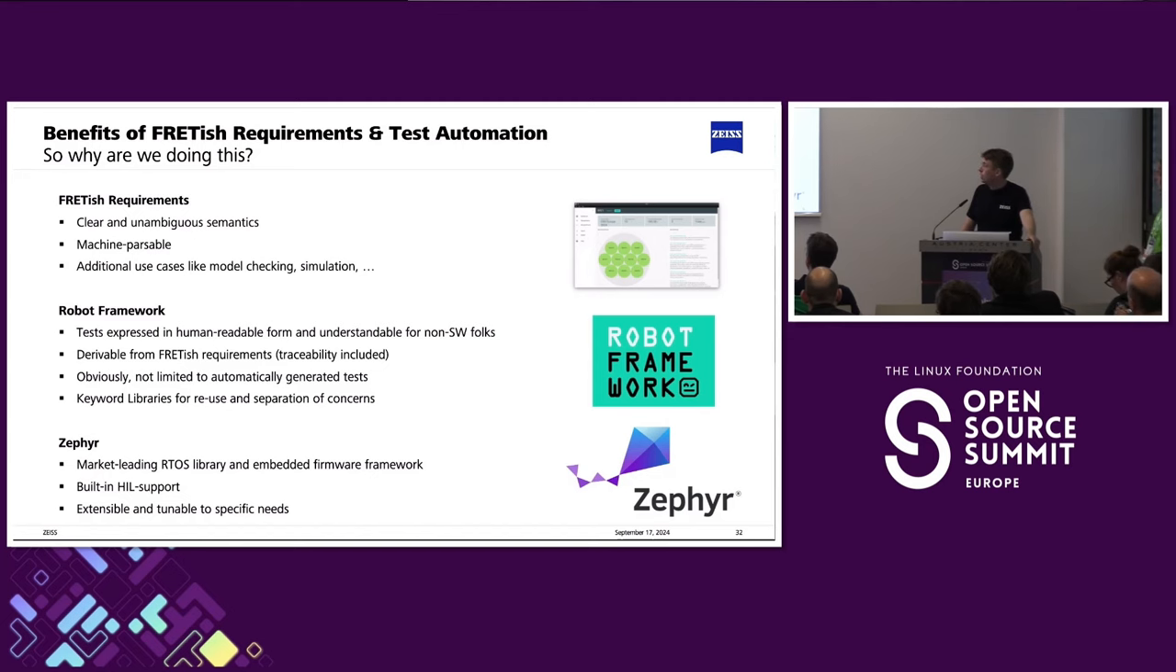Then we have the Robot Framework for automation. Not everyone is a software developer, so it's great to express test cases in a human readable form. And we've shown that we can derive robot test cases from FRETish requirements. And then we have the Zephyr ecosystem that we leverage. We have Twister, we have hardware in the loop support already built in. So really, I think a convincing use case for us for open source tools.